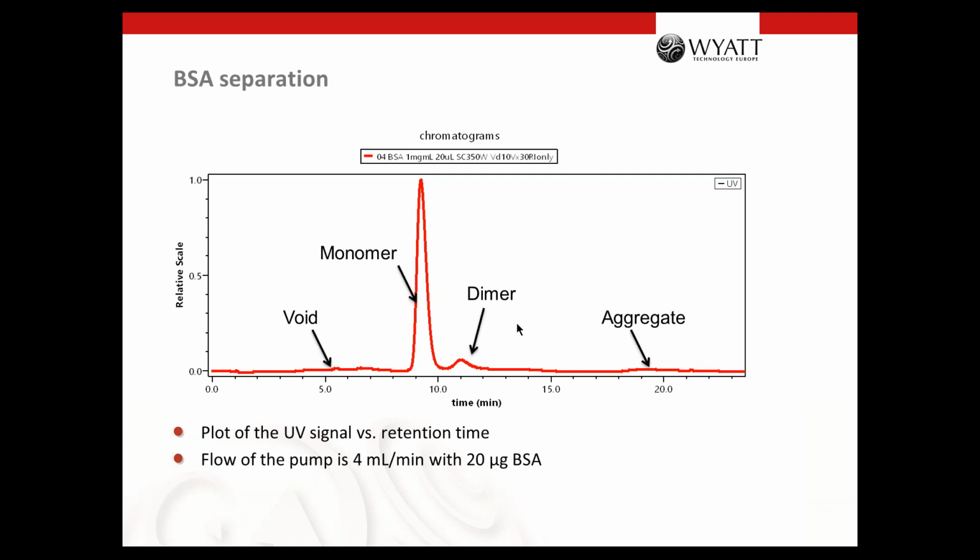So BSA is our favorite sample because it's not so expensive, and you get it in a very good quality with always the same amount of dimer in it. So it is a very good sample to test if the separation you achieve with the system is okay or not. And that's why it is our favorite sample.